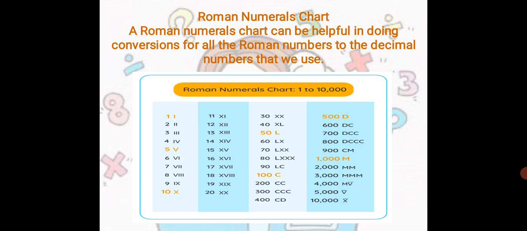I told you M and V. No. 4000 is M and V bar. 5000 is only a V with a bar on the top of that. That means V bar. And 10,000 is X bar. This is all about the Roman numerals chart, the numbers ranging from 1 to 10,000.